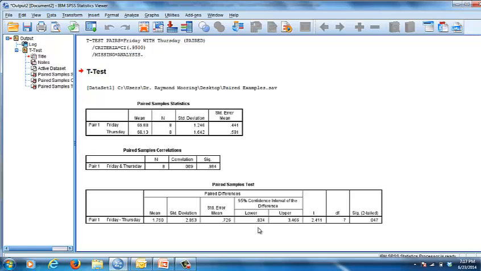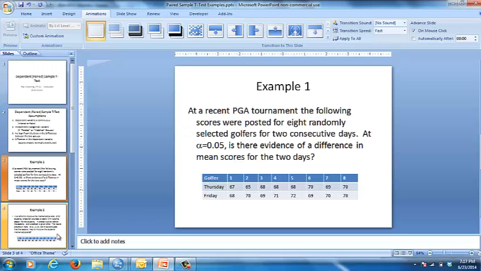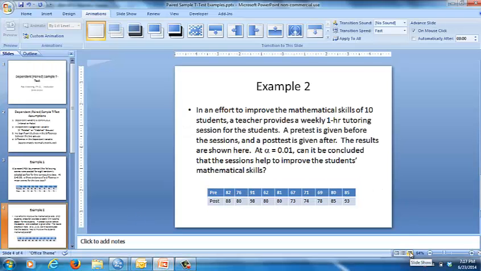Okay? There's an example of a paired t-test with SPSS. I have one more for you. Okay? Here's question number 2.